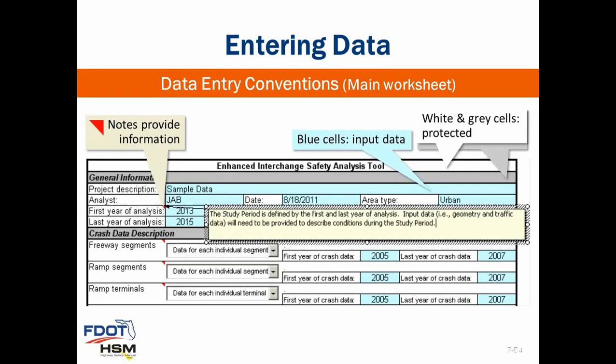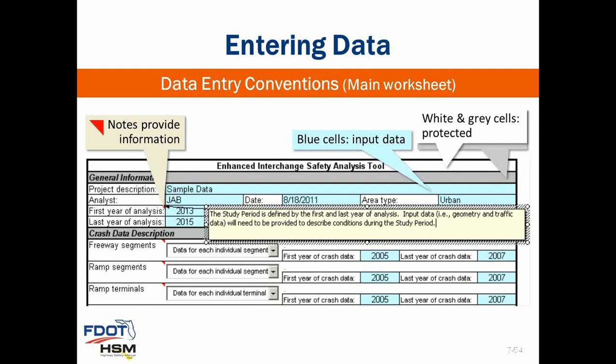This slide shows a portion of the main worksheet. The cells in this sheet, and in fact all other sheets, are color-coded. Many of the cells in the worksheet are white or gray. These cells contain descriptions, labels, or heading information. Some of the cells are blue. These cells are used to input the data that describe the site or sites being analyzed.